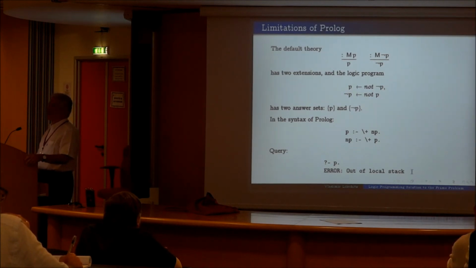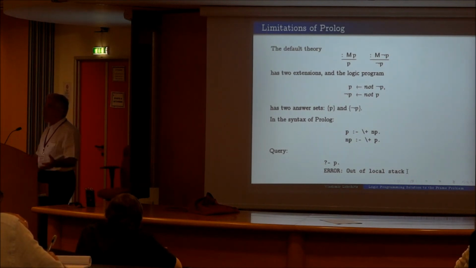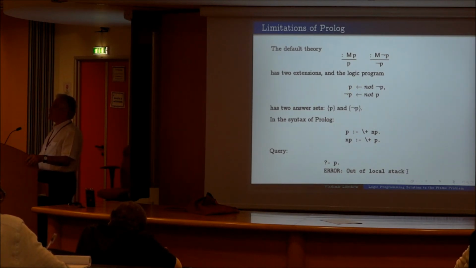There can be very different error messages depending on the kind of Prolog that you use. Sometimes it says out of local stack. Sometimes it just dies. In the old times, Prolog would just die. But you will not get a meaningful answer. And what is worse is that it's not even clear what kind of meaningful answer you can expect from Prolog, since there are two possibilities: P can be true and P can be false.